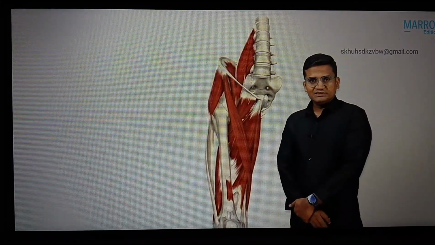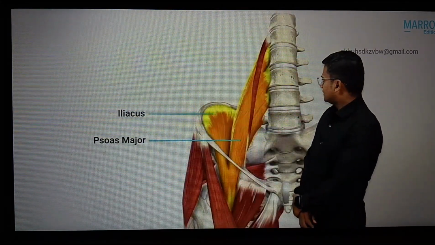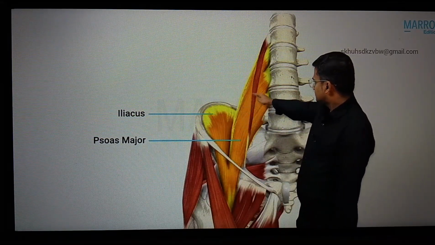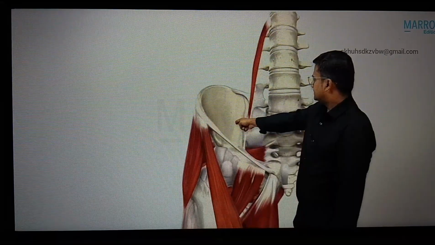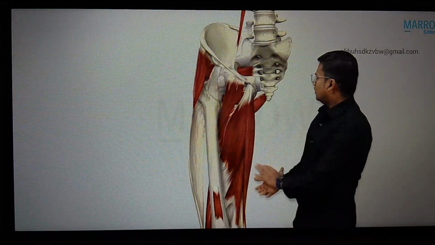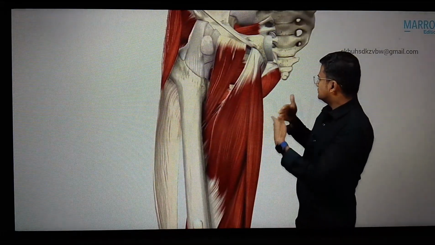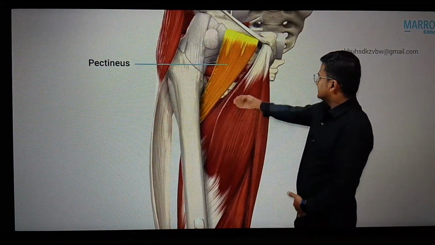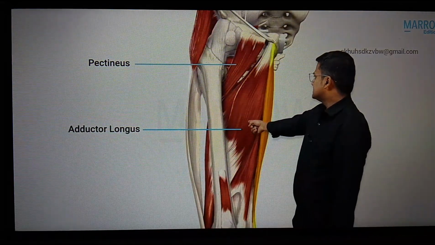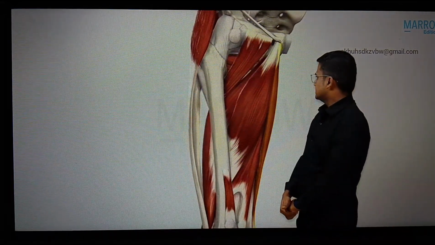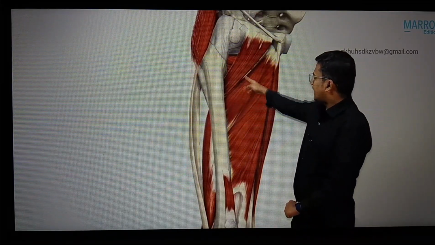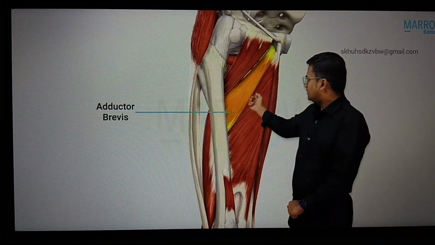So, now we're going to see muscles in the adductor compartment. For that, we're going to remove the iliacus muscle, psoas major muscle, and sartorius muscle. We're going to remove these three muscles to get a clear view of adductor muscles. Now, in the superficial compartment, we are seeing pectineus muscle, next adductor longus muscle, and gracilis muscle.